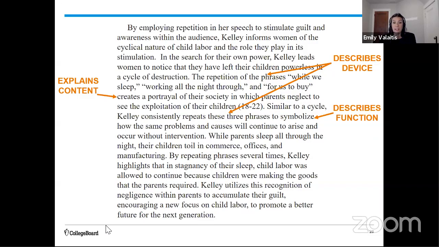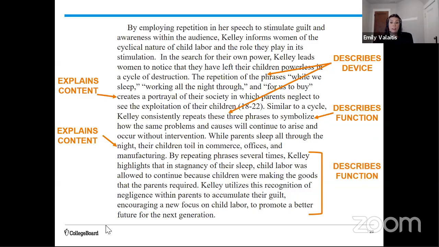The student then continues to explain the content a little bit more, that while parents are sleeping all through the night, their children toil in commerce. So she again is summarizing the text. And then she concludes the paragraph by describing the function in quite a bit of detail, like the effect of the repeating phrases is to highlight the stagnancy of their sleep. The child labor was allowed to continue because children were making the goods. The student is speaking to how this might accumulate their guilt, encouraging a new focus. So the student's thinking about the function at the end of the paragraph.